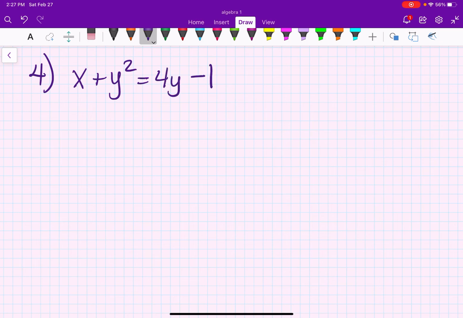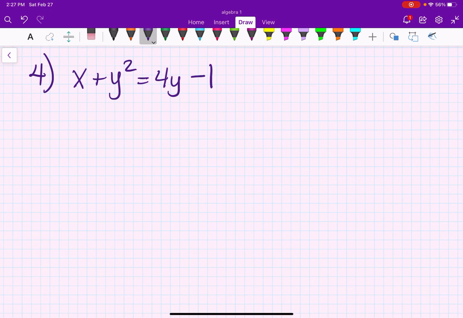First thing I notice, for me especially, is the y is squared, so I really need to concentrate on this. I can't be screwing around with people around me or having a conversation because I absolutely will get it wrong if I do that. The second thing, it is not in any kind of form, so I need to get it in a form that works. Okay?